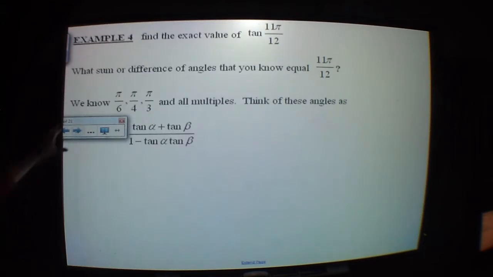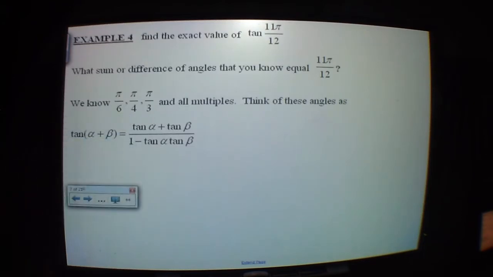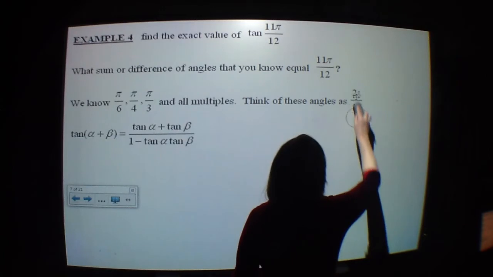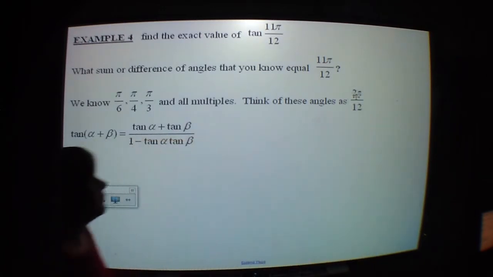Next one, example 4. Find the exact value of 11 pi over 12. Well, you're thinking to yourself, it's pi over 12. They only gave me pi over 3 and pi over 6s and pi over 4s, pi over 2s, no pi over 12s. So we can think of those angles, pi over 6, as something over 12, which is 2 pi over 12. And if you write it like that, it'll be a lot easier.